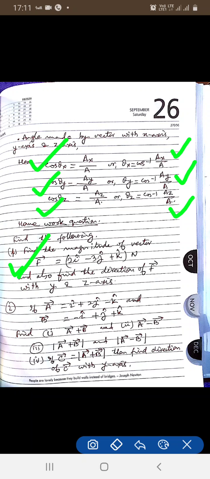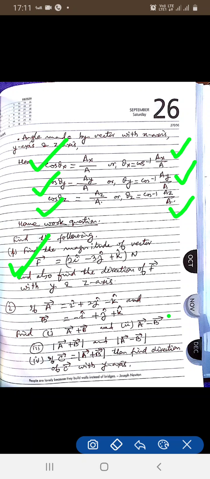And also find the direction of vector F with y, that is theta y, cos inverse Fy upon F, and Fy is here minus 3 and F is under root 14. So minus 3 upon root 14, that is theta y equals cos inverse minus 3 upon root 14, and theta z, Fz upon F, like that.